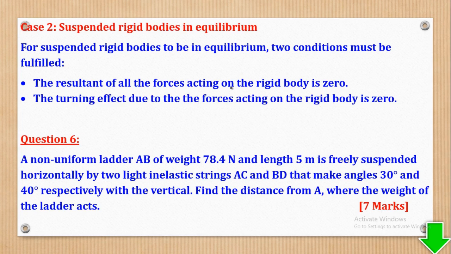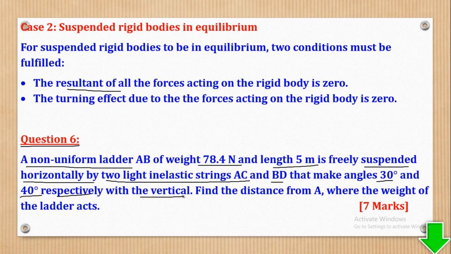So that is the second condition which will be added on top of resultant force being equal to 0. So with that knowledge, we shall go through question 6, and question 6 says a non-uniform ladder AB of weight 78 newtons and length 5 meters is freely suspended horizontally by 2 light inelastic strings AC and BD that make angles 30 degrees and 40 degrees respectively with the vertical. Find the distance from A where the weight of the ladder acts.